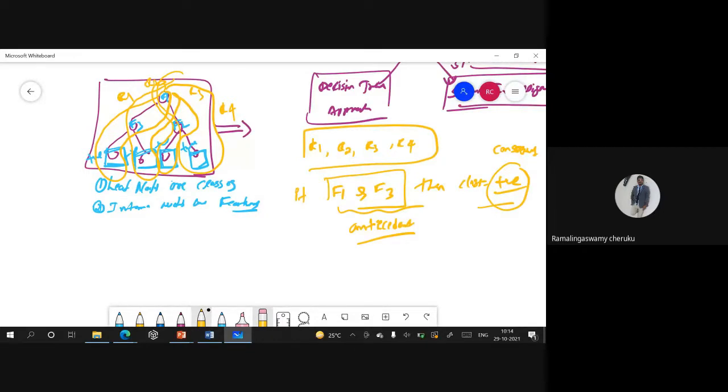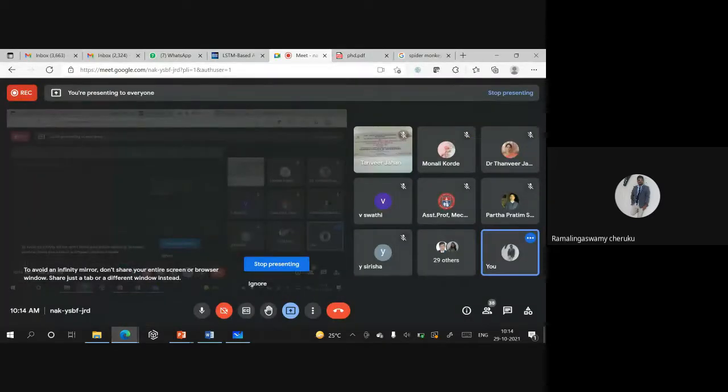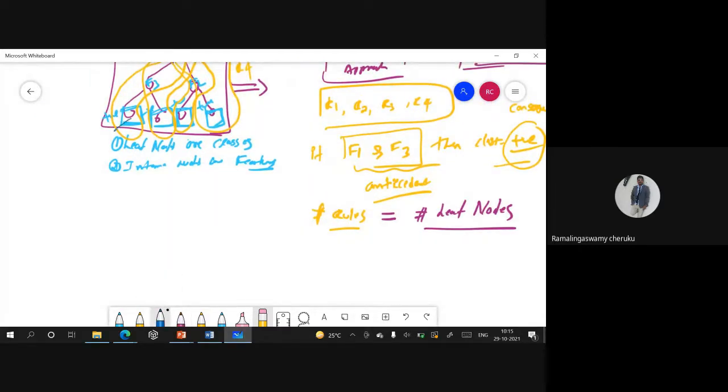Now you tell me, how many rules can I generate by looking at this decision tree? Any idea? The number of rules I can generate is equal to the number of leaf nodes, isn't it? You see, there are four leaf nodes, 1, 2, 3, 4, hence you have R1, R2, R3, R4. So the number of rules you can generate is equal to the number of leaf nodes.